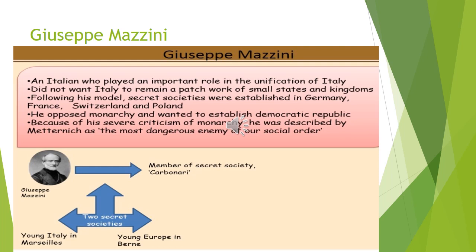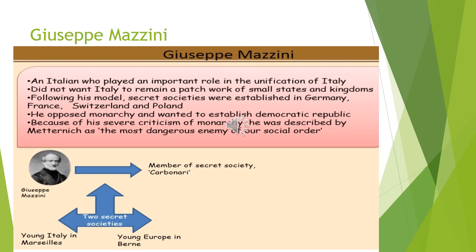One of the most famous and important revolutionary in Italy was Giuseppe Mazzini. He was a revolutionary, and he played a very important role in the unification of Italy. He did not want Italy to remain a patchwork of small states and kingdoms. Following his model, secret societies were established in Germany, France, Switzerland, and Poland. He opposed monarchy and wanted to establish democratic republic. Because of his severe criticism of monarchy, he was described by Metternich as the most dangerous enemy of our social order. So, such was the influence of Giuseppe Mazzini.